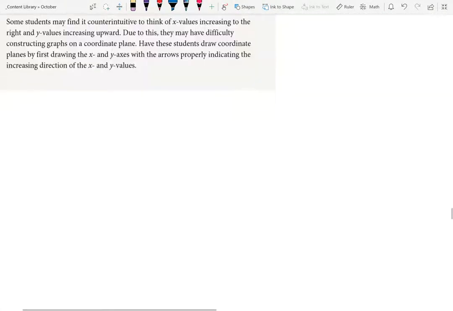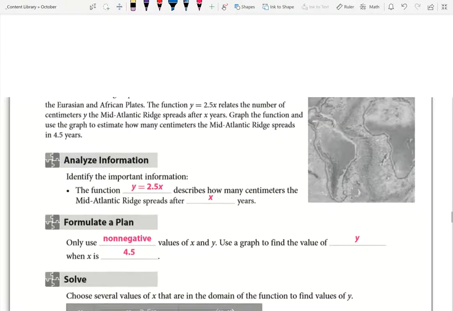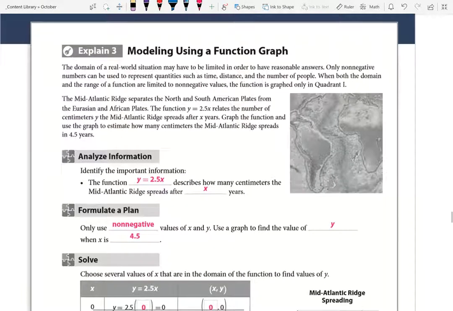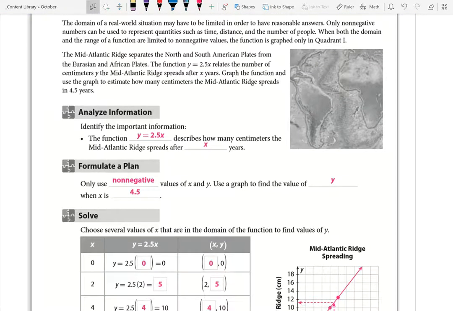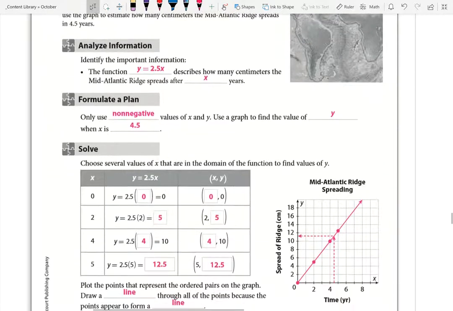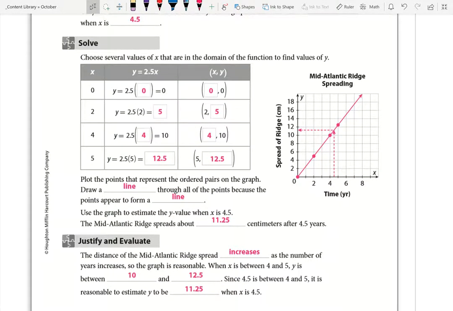All right, so the textbook, here they go. The function y equals 2.5x describes how many centimeters the Mid-Atlantic Ridge spreads after x years. Only use non-negative values of x and y. Use a graph to find the value of y when x is 4.5. So what they're doing is they're choosing numbers that make sense in the context of this problem.